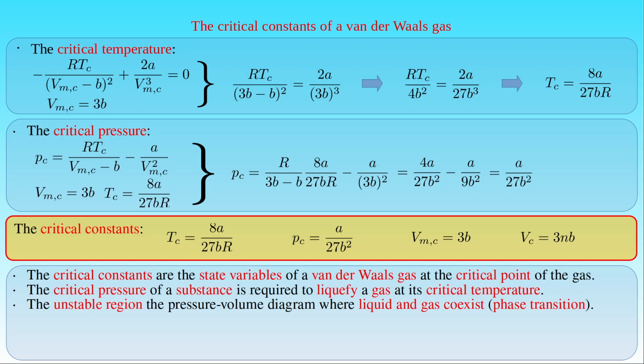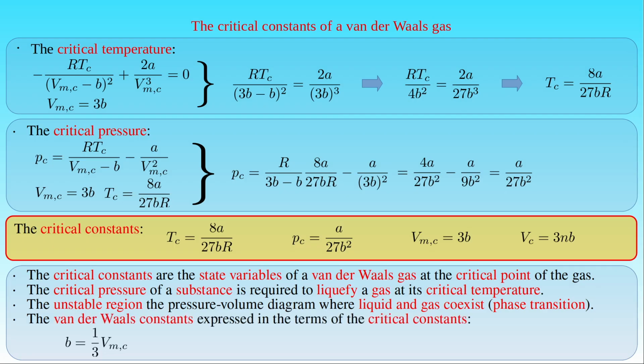We also mentioned in the previous section that the van der Waals constants of a gas can be determined from its critical constants. We immediately see that the volume correction constant b can be expressed by 1/3 times the critical molar volume V_mc, whereas the pressure correction constant a is equal to 27 times b squared times the critical pressure p_c. The latter can also be written as 3 times the square of 3b, times p_c, that is 3 times V_mc squared times p_c.